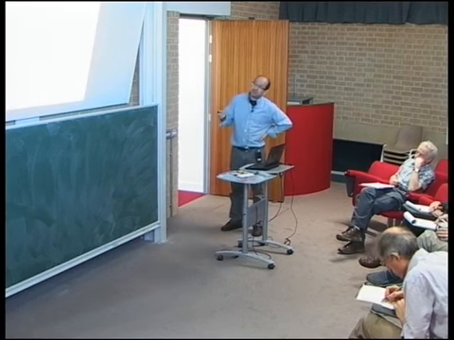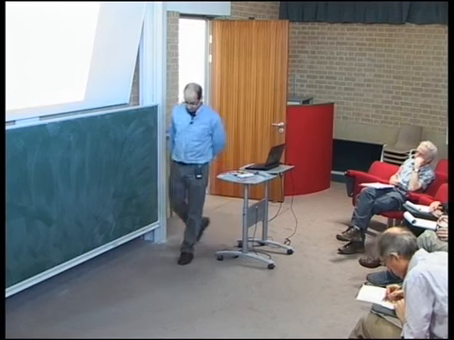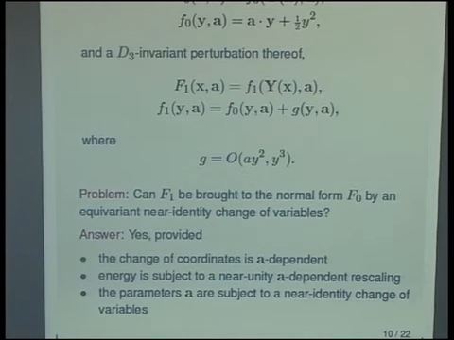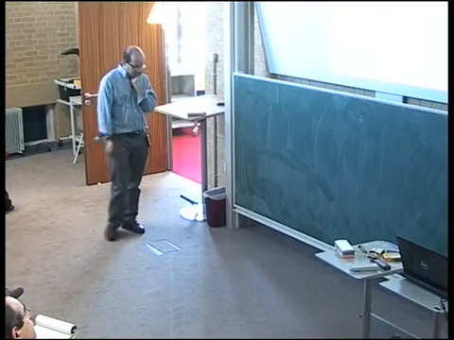First of all, the change of variables, the change of these x's, is going to depend on parameters as well. So for different values of parameters, the transformation looks a little bit different. You also have to rescale the energy. So that is, you multiply the energy by a constant, which depends on parameters a. And of course, rescaling the energy doesn't change the critical points. And this scale factor is going to be close to 1. And finally, the parameters themselves have to be transformed. Again, this is a near identity change of variables. So that's what I'll be going through later.